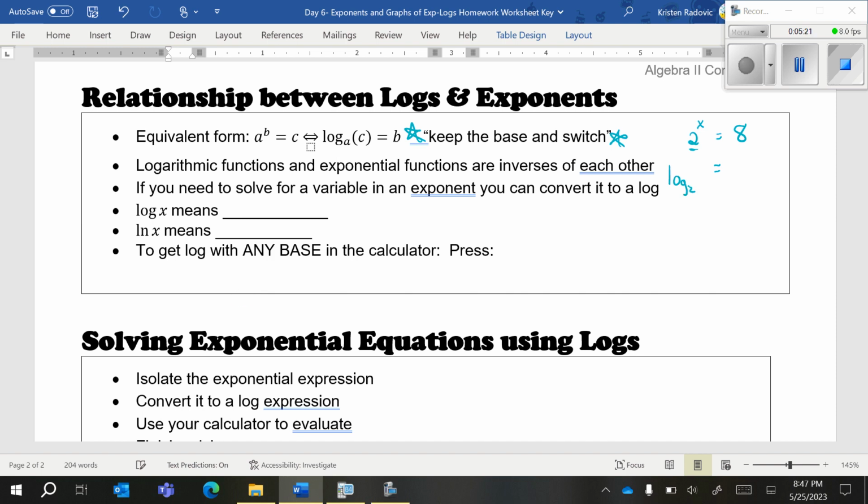And I wrote it on the left because the 2 was on the left initially. So we kept the base, and now you switch the other two values. So the 8 is going to go to the left, the x is going to come to the right.